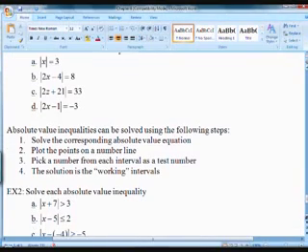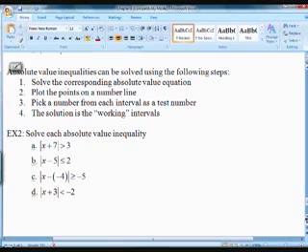Well, if you know how to do the second part that I'm fixing to go over. Absolute value inequalities. But I bet you don't know how to do it yet. You do? No. Absolute value inequalities can be solved using the following steps. Let's go and try these now. Step 1, you solve the corresponding absolute value equation like we just did. Step 2, you plot the points on a number line. Step 3, pick a number from each interval as a test number. Step 4, the solution is the working intervals.